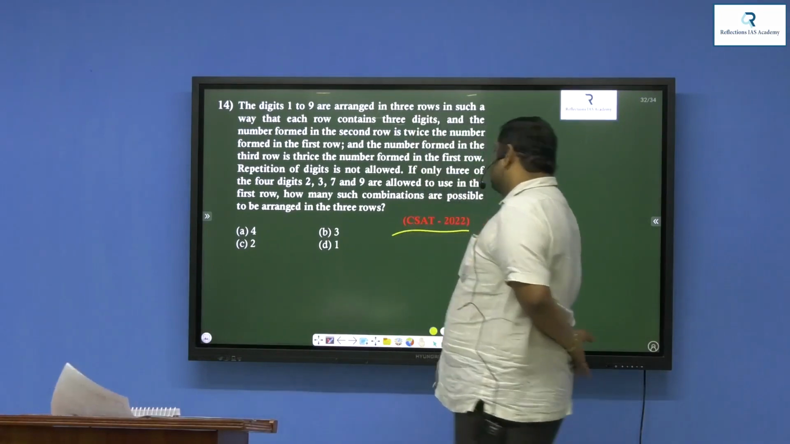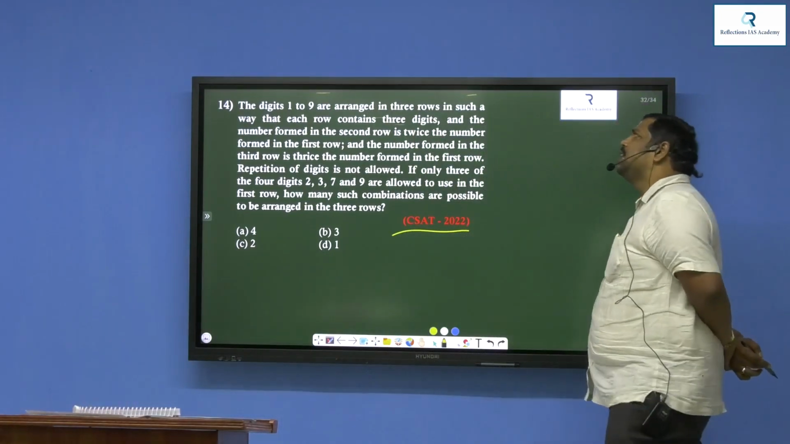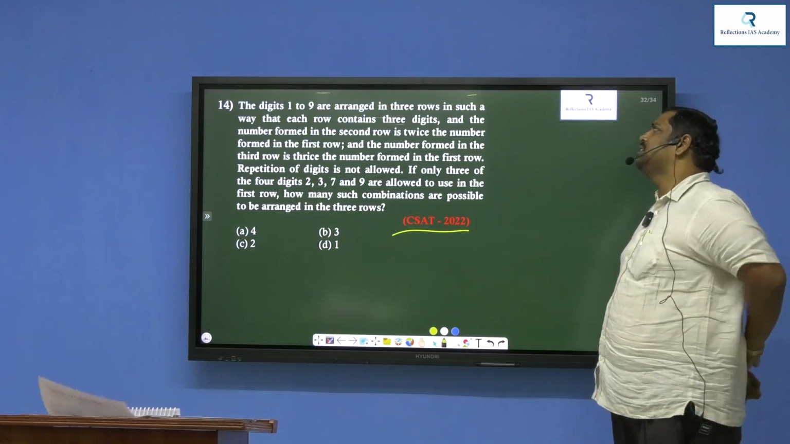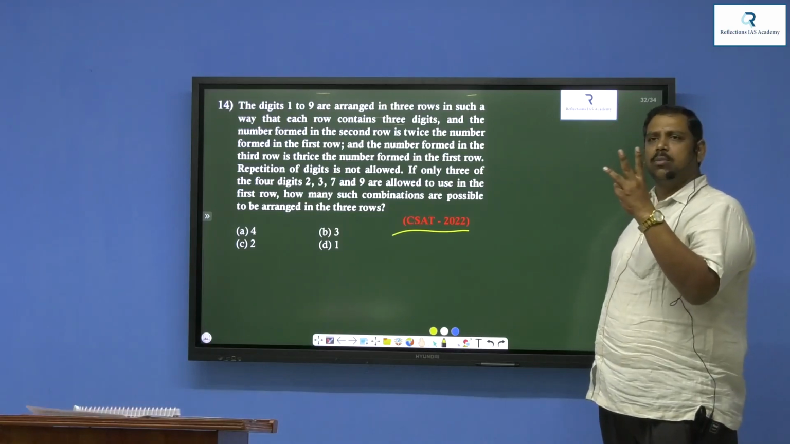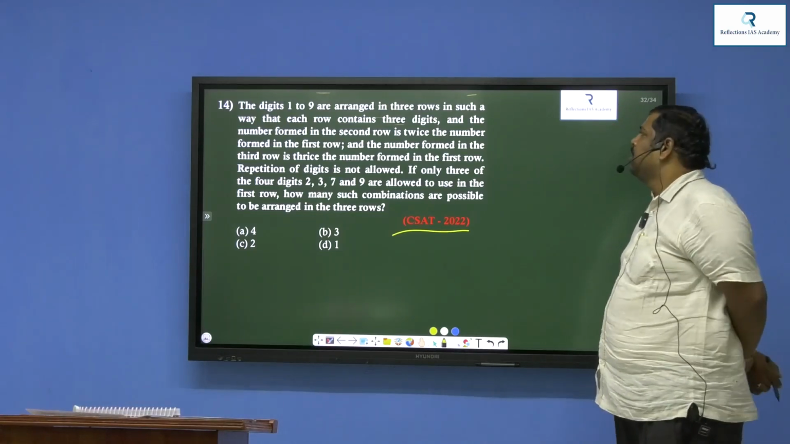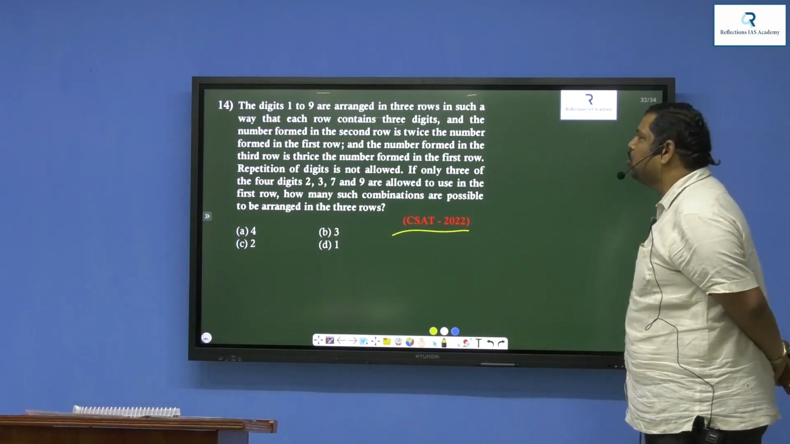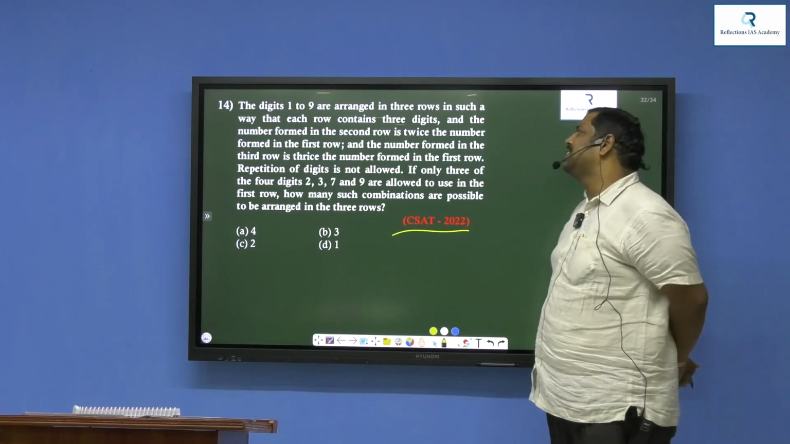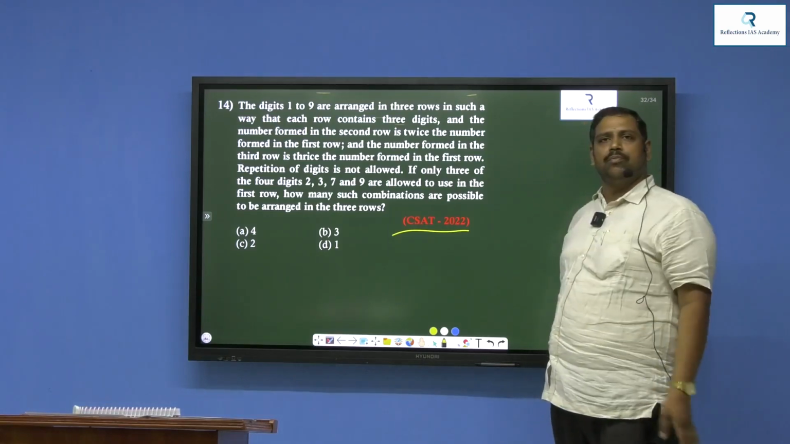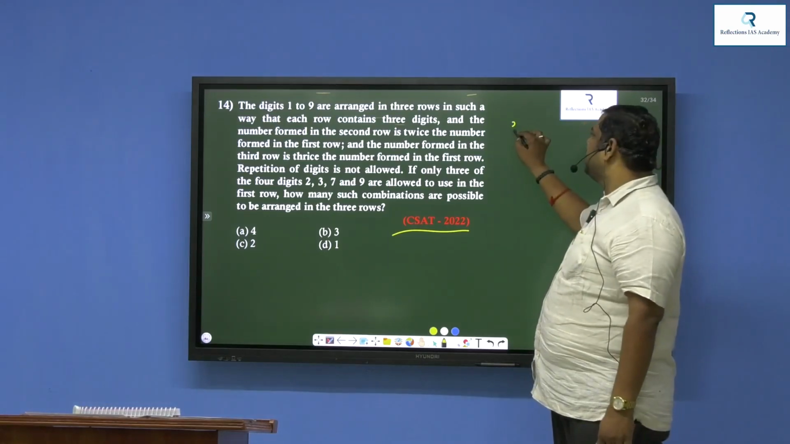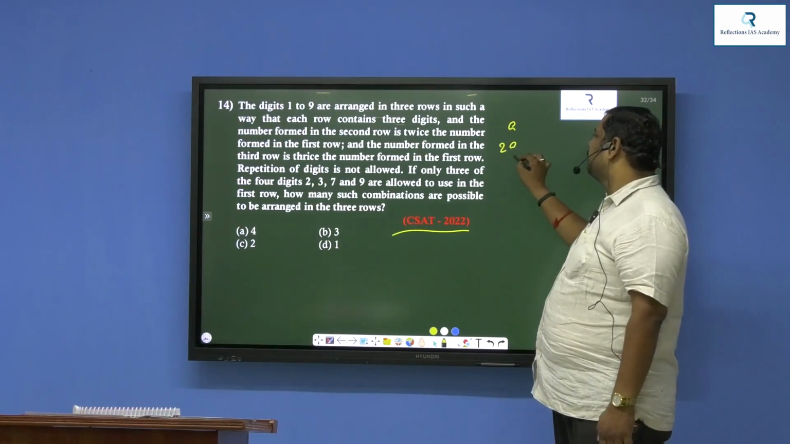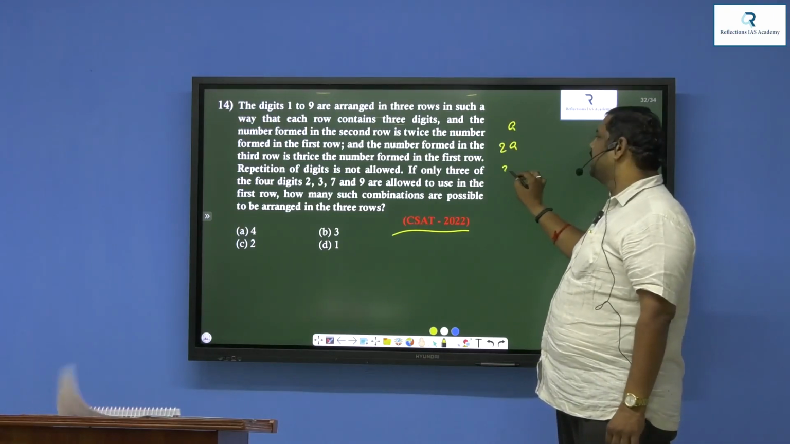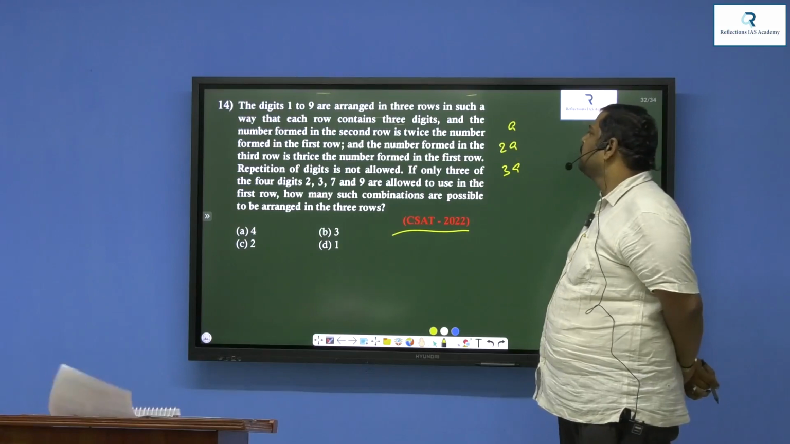Okay. The digits 1 to 9 are arranged in 3 rows in such a way that each row contains 3 digits. Each row contains how many digits? 3 digits. Okay. And the number formed in the second row is twice the number formed in the first row. And the number formed in the third row is thrice the number formed in the first row. So if the first row is A, the second row is 2A, twice, and the third row is 3A. Simply I am writing.